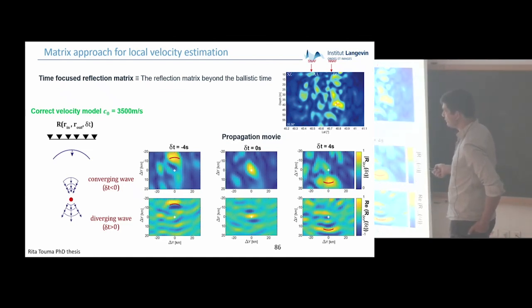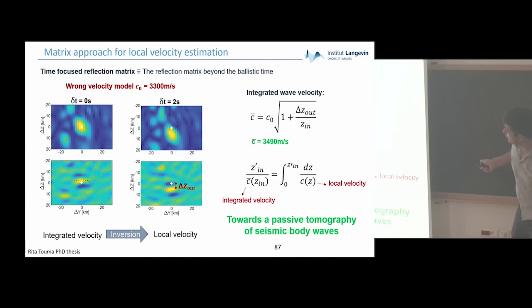So here we consider a velocity model that is right, at least in terms of integrated wave velocity. You see that the wavefront is converging and reaches the targeted point at the exact time delta t equals 0. So you can say that this model is right. And if you use a wrong model, of course, the curvature of your wavefront will not be exactly at the targeted point at delta t equals 0. So you can deduce from this shift the integrated wave velocity, and then once you have this map of integrated wave velocity, you can try to find the local velocity map.